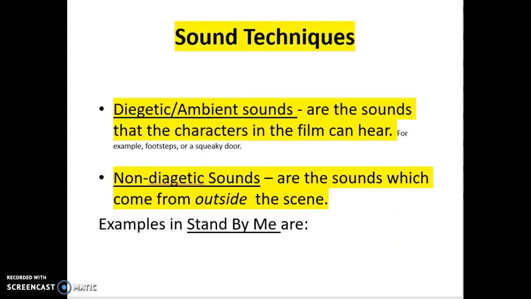And yes, they are highlighted, so I'd like you to be able to write these down. So pause after I've done this little introductory talk. Sound techniques. There are two different kinds of sound used by a director in a film. One is called diegetic, sometimes known as ambient sounds, and they are the sounds that the characters in a film can hear. So I've written there, for example, footsteps or a squeaky door, or in that leeches scene, they are the squelching mud and the sound of the birds and the lack of any other kind of sound.